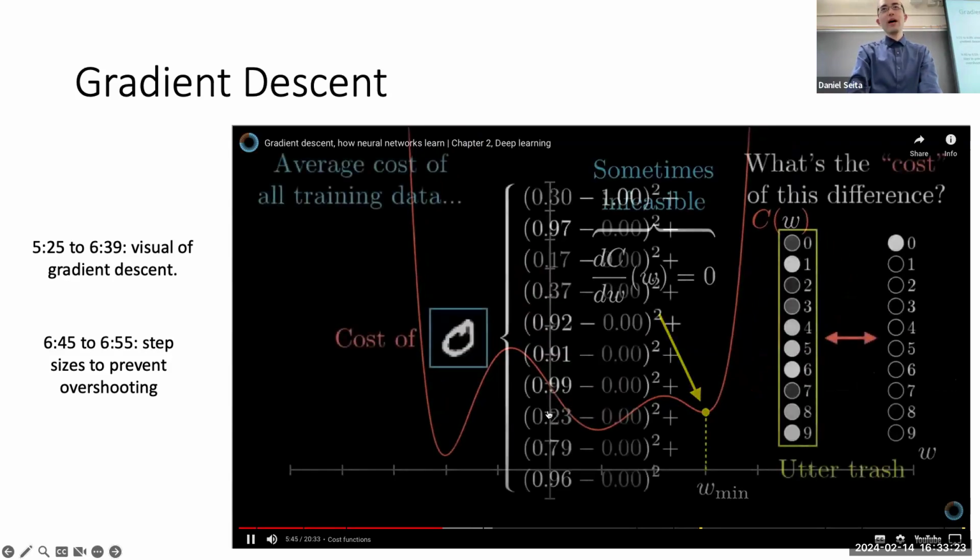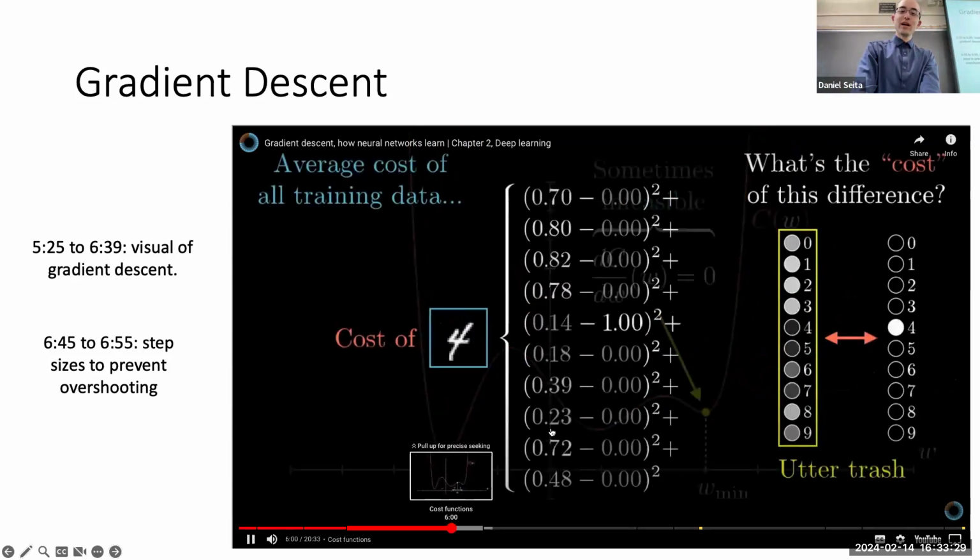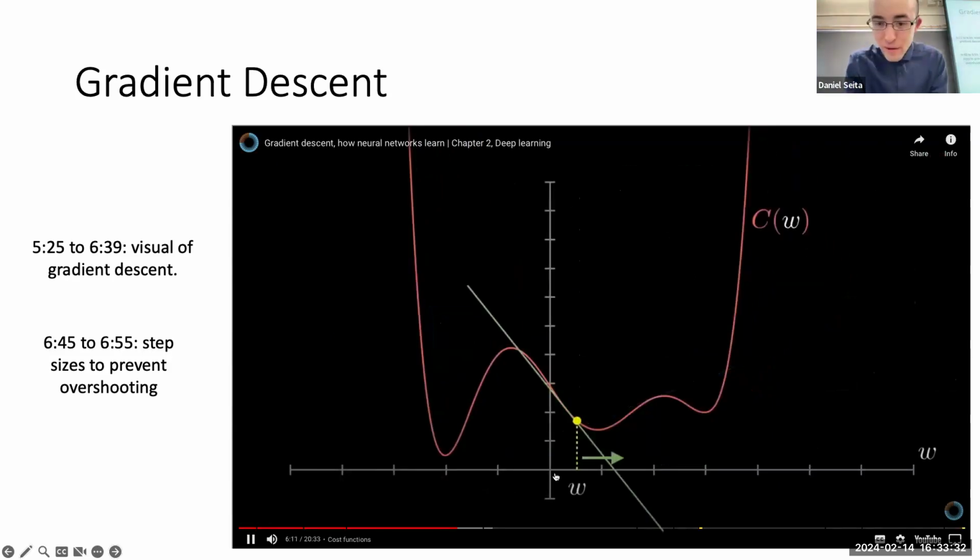So this is why gradient descent is not guaranteed to converge to the true minimum, but it gets to a local minimum, because there are three of them. Yeah, I think three of them here.